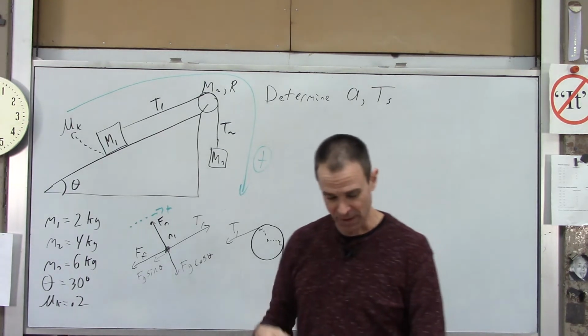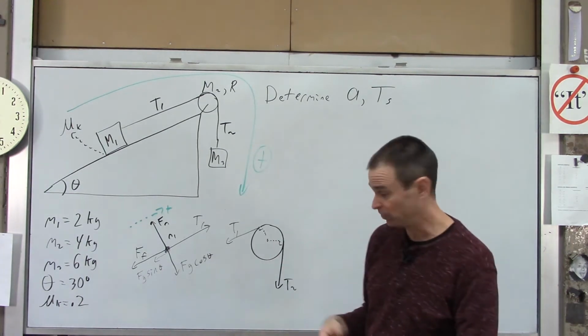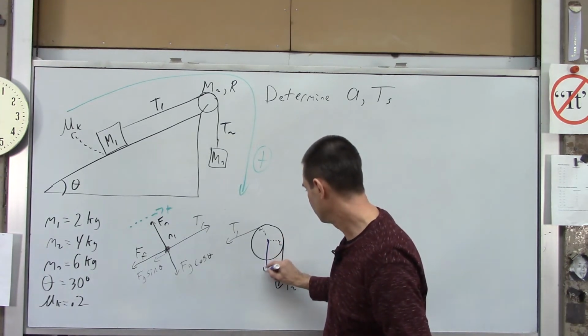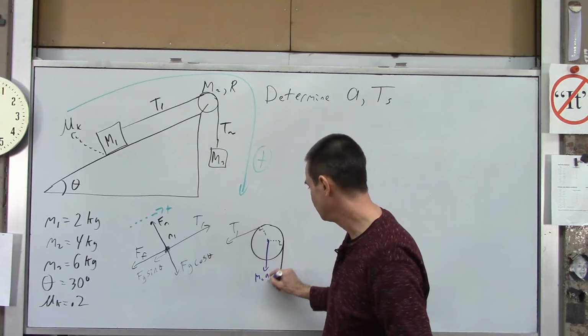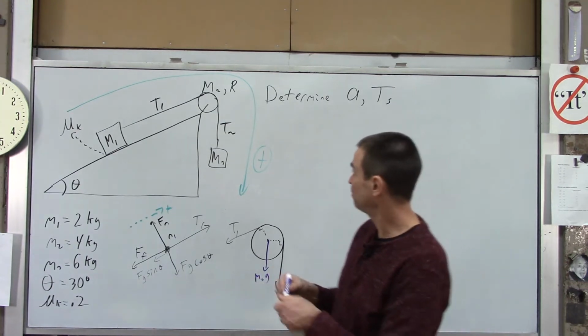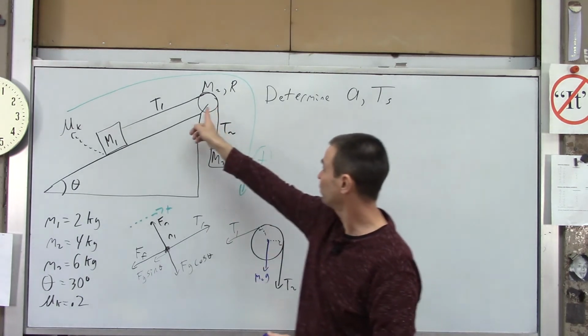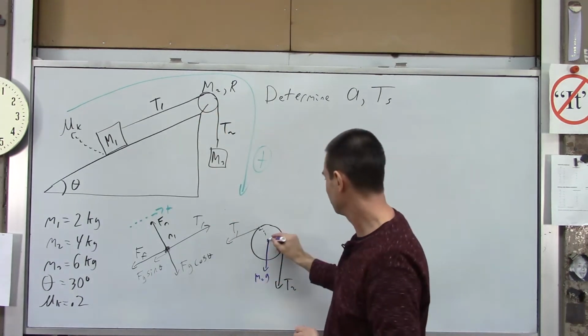Now, you also have two other forces acting on that pulley, at least. You have gravity, so that would be M2g. And then also, it's being held up by this, otherwise it would come crashing this way. So there's a force like up in that way.